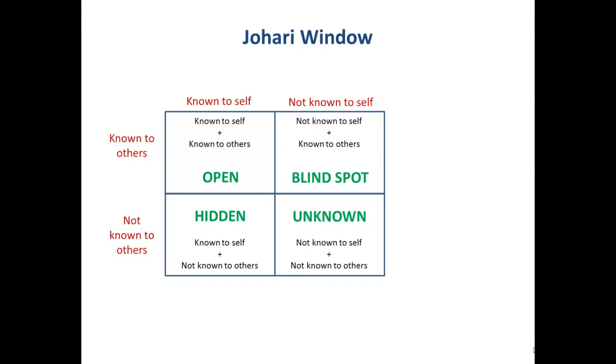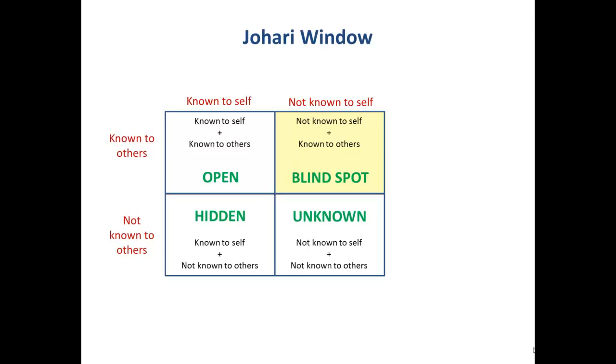Part of what we talked about in the assignment this week is that we benefit by getting feedback from each other. And of course, the box that benefits from feedback is the blind spot box. So if there's information that's not known to me, but that is known to others, there's an opportunity for them to provide feedback to me. Once someone provides feedback to me, then that moves into the open box, because now I know it too.